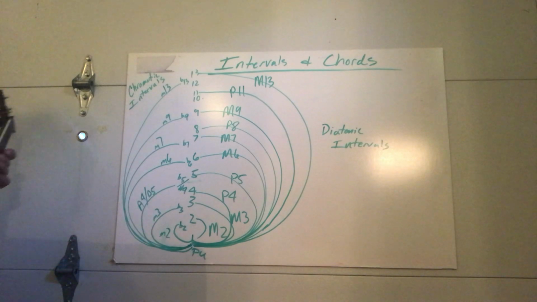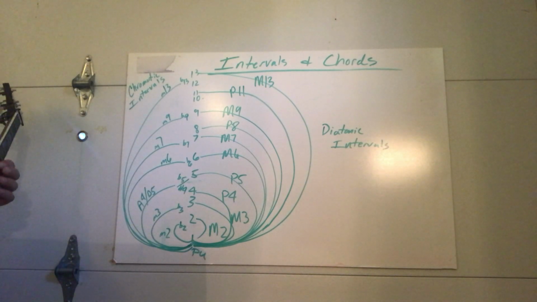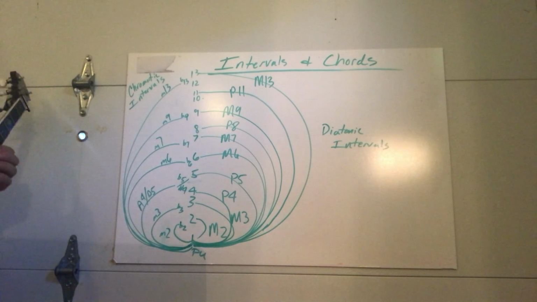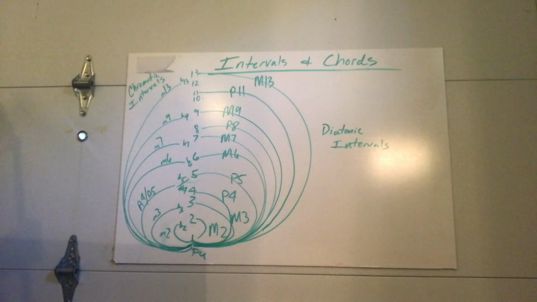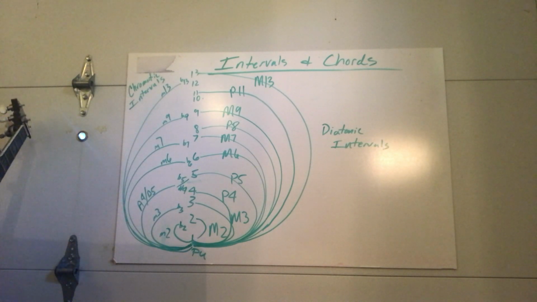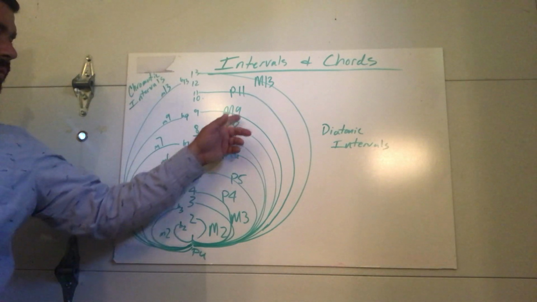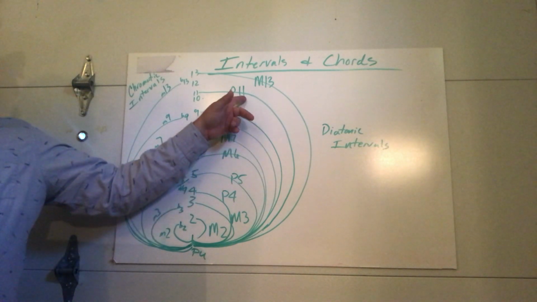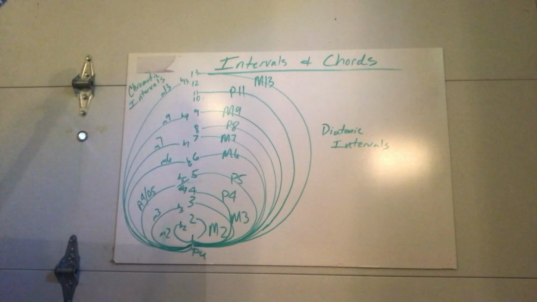We go up to a flat six, we have a minor sixth. Flat seven is a minor seventh. A flat nine is a minor nine. And a flat 13 is a minor 13th. Okay, another point I want to make is a ninth is a second an octave higher, an 11th is a fourth an octave higher, and a 13th is a sixth an octave higher.